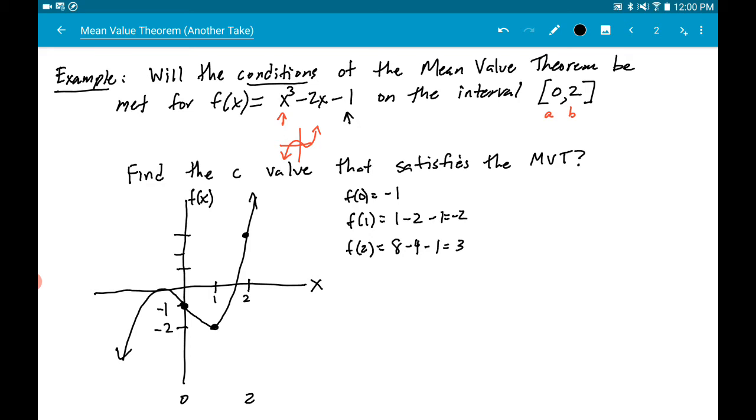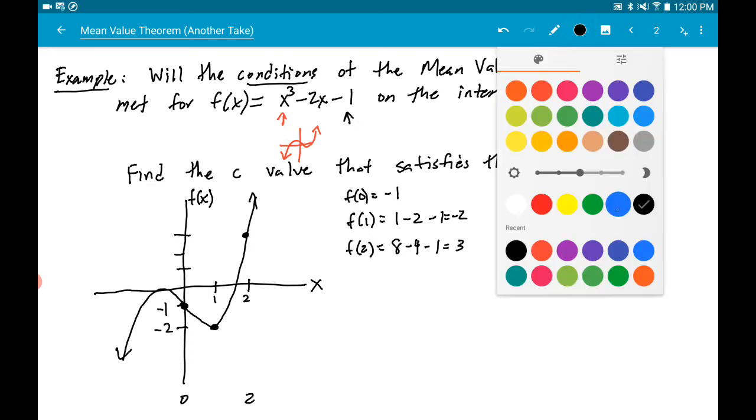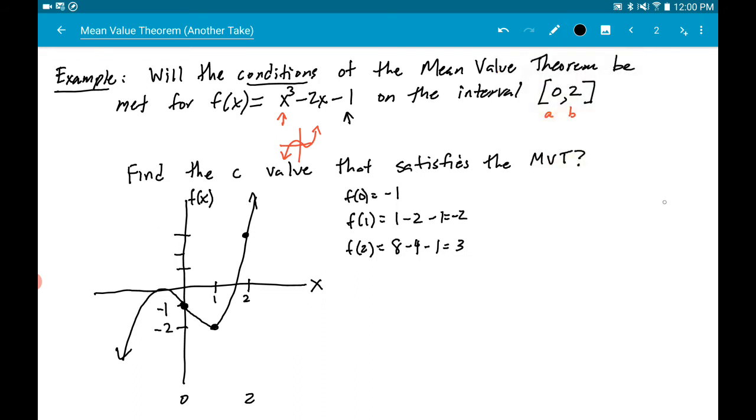And so just to remind you of what we're trying to find, if we're looking at the interval from 0 to 2, the MVT, you write it out again, says that there is some slope that exists between A and B. And there is some value, C, where C is somewhere between A and B, where the slope at that value is equal to it.